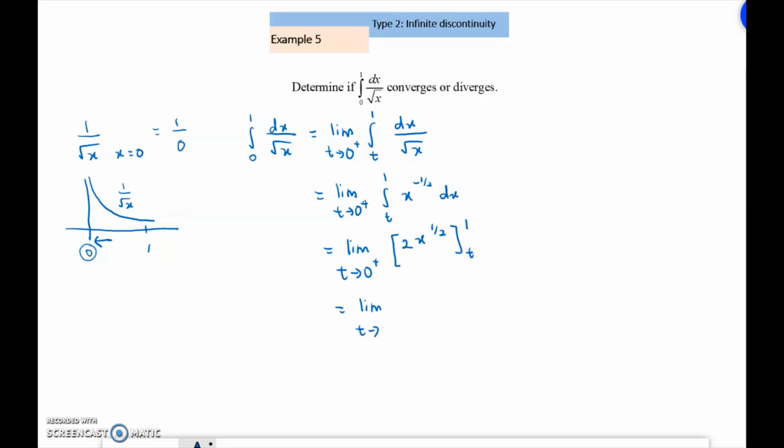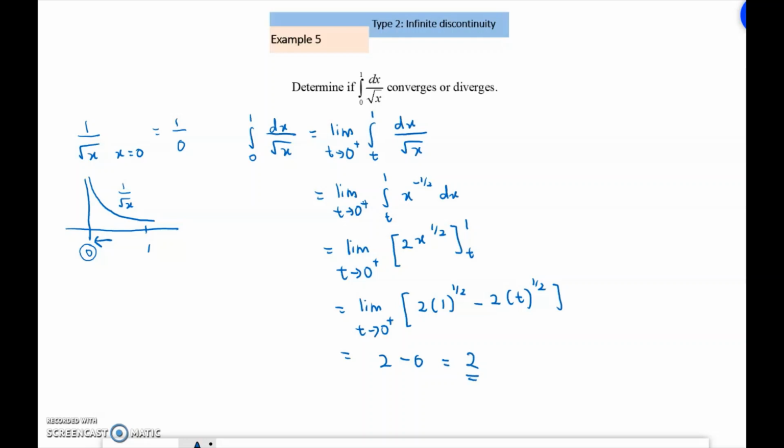And we substitute this: 2 times 1 to the power of half minus 2 times t to the power of half. So we have here 2 minus 2 times the limit approaching 0 from the right, which is 0 here. So we get 2 times 0, so this will be 0. So the final answer will be 2.